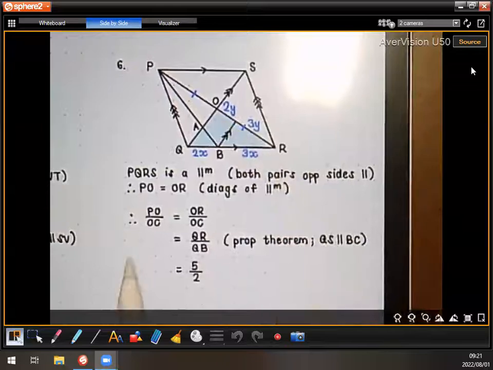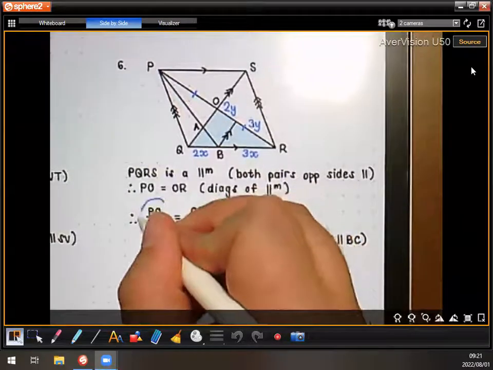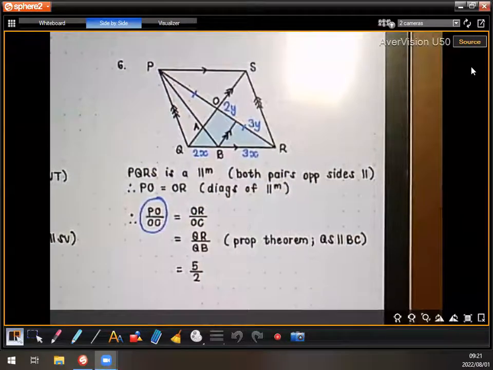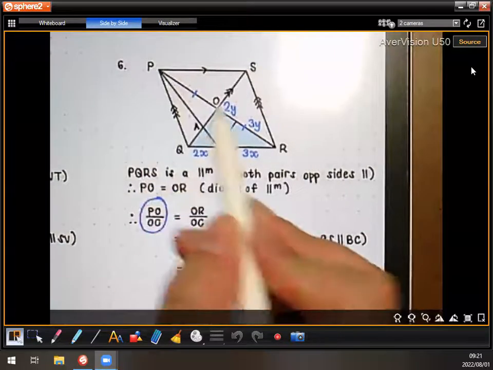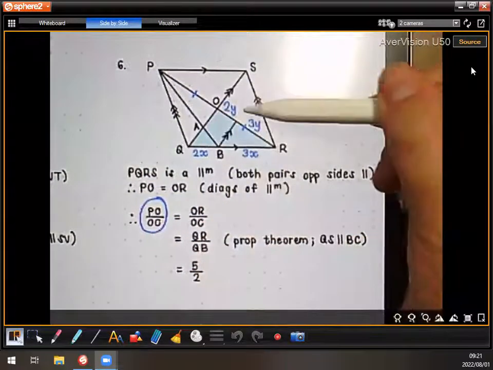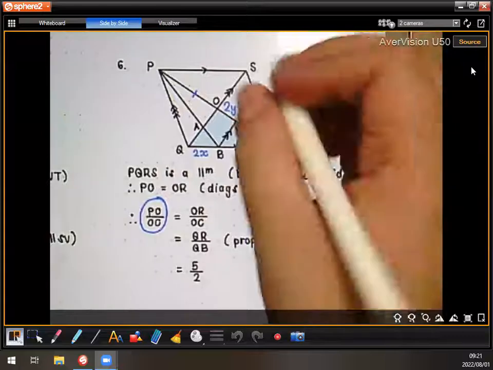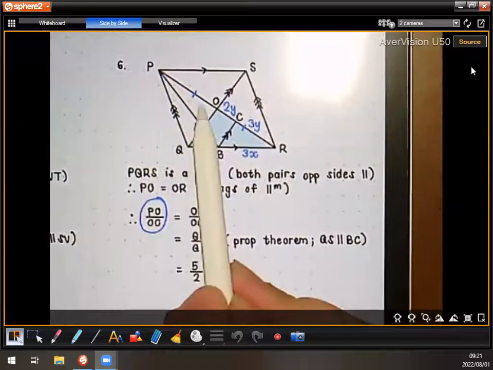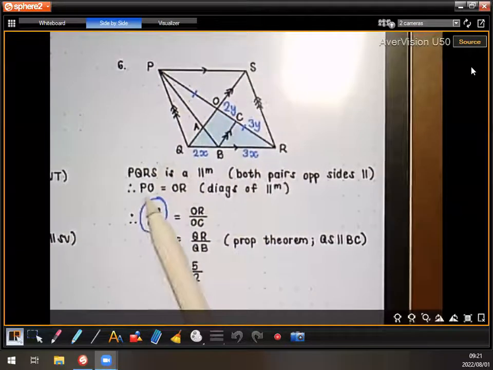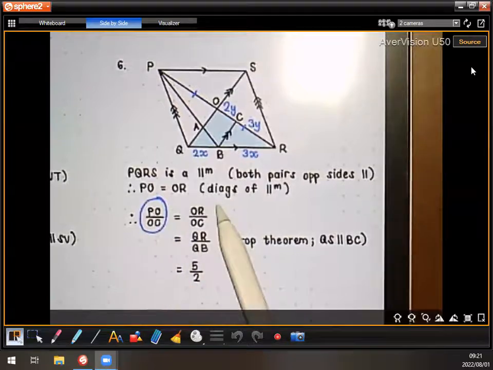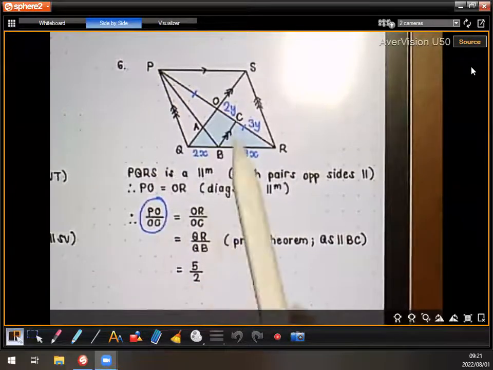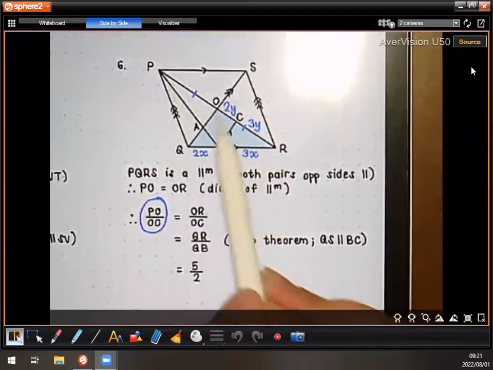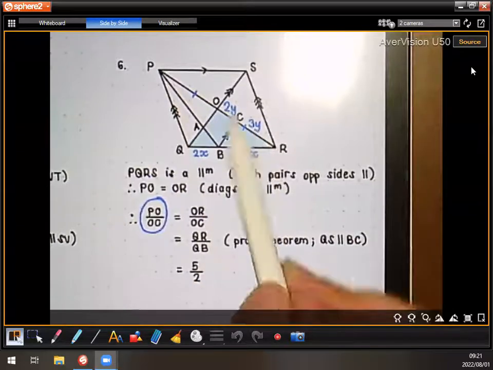Okay, so now here, what were they asking us to prove? PO over OC. That is what they're asking us to prove. Now, what I said here is that PO over O, where's C now? Oh, is that C there? I didn't put it in, sorry. Okay, what I said is that PO, so I started with what they were asking me. PO over OC. Now, because PO and OR are equal, do you guys see what I did? I just replaced PO with OR. Okay, because PO and OR are halves of that. Okay, so that's all I did.